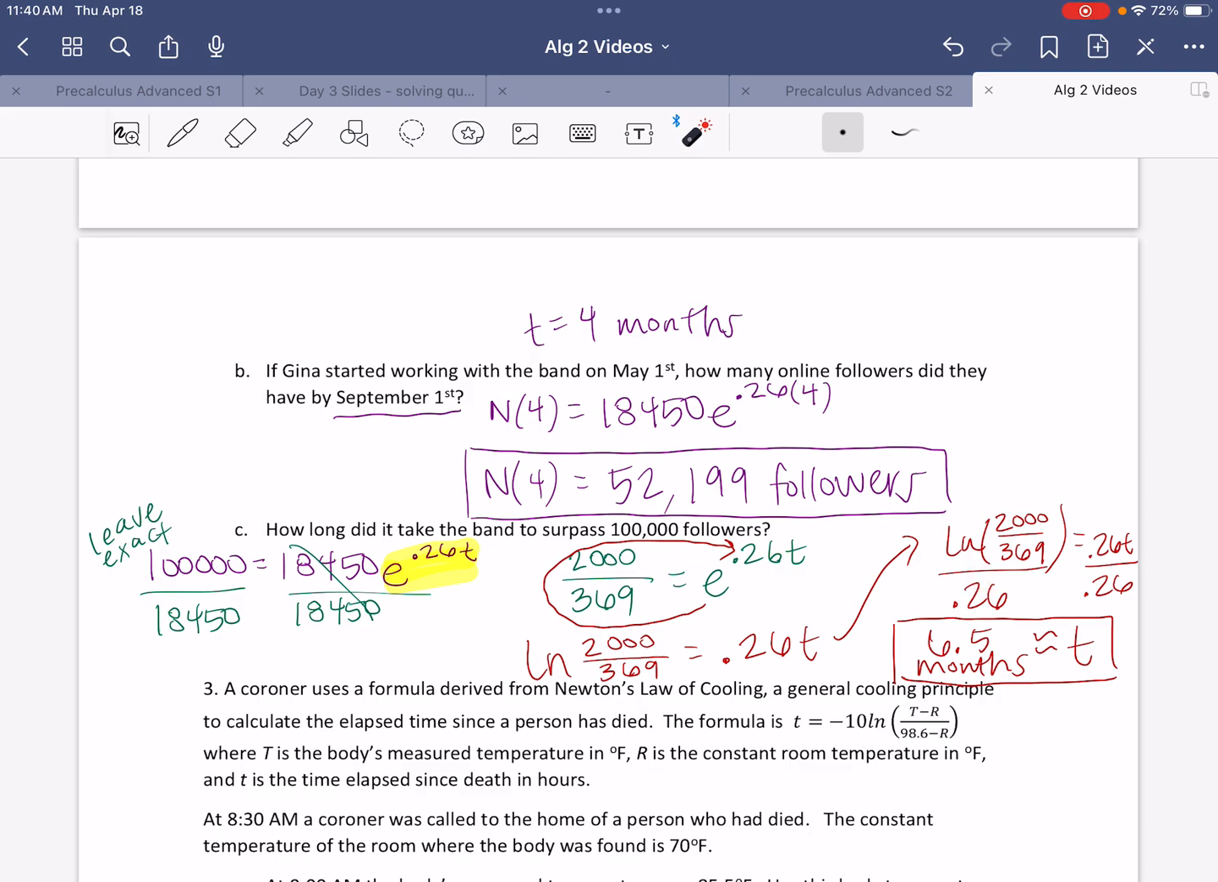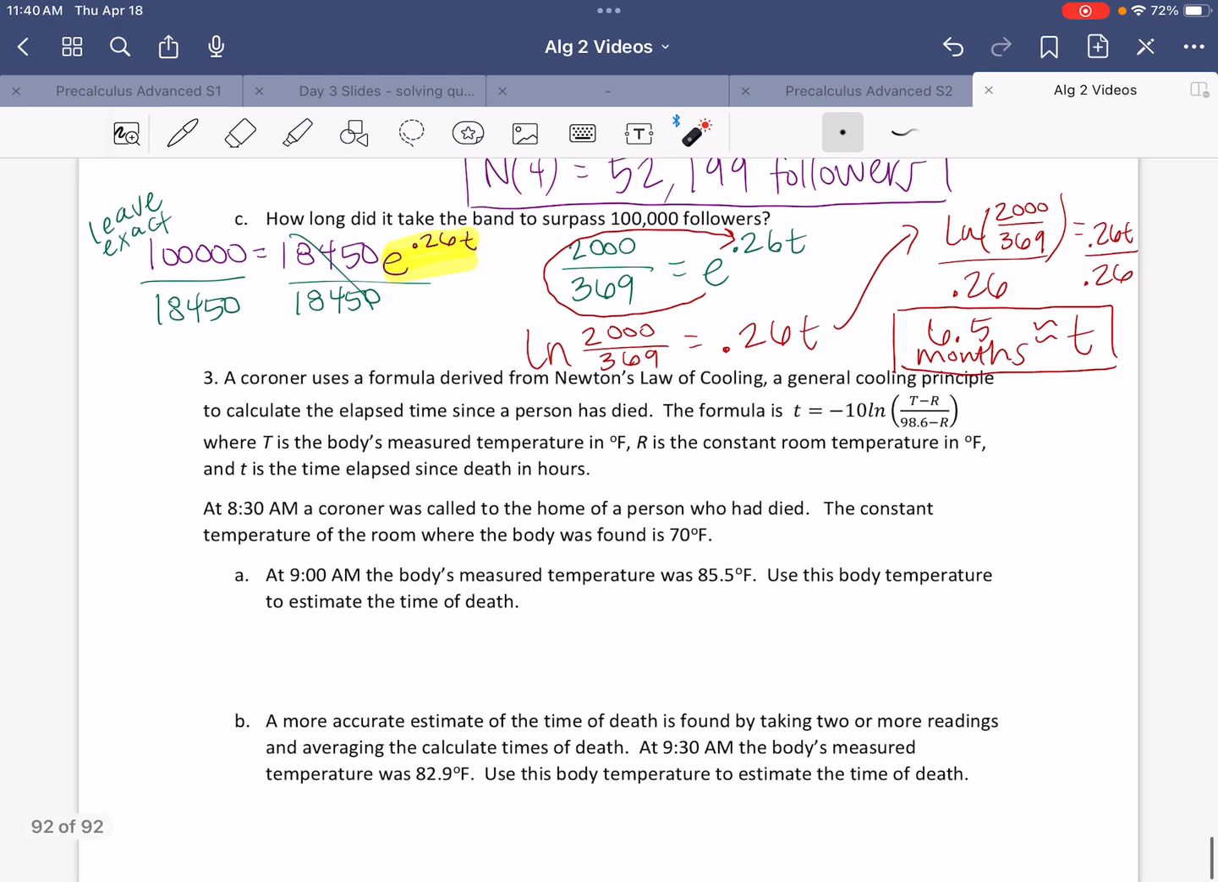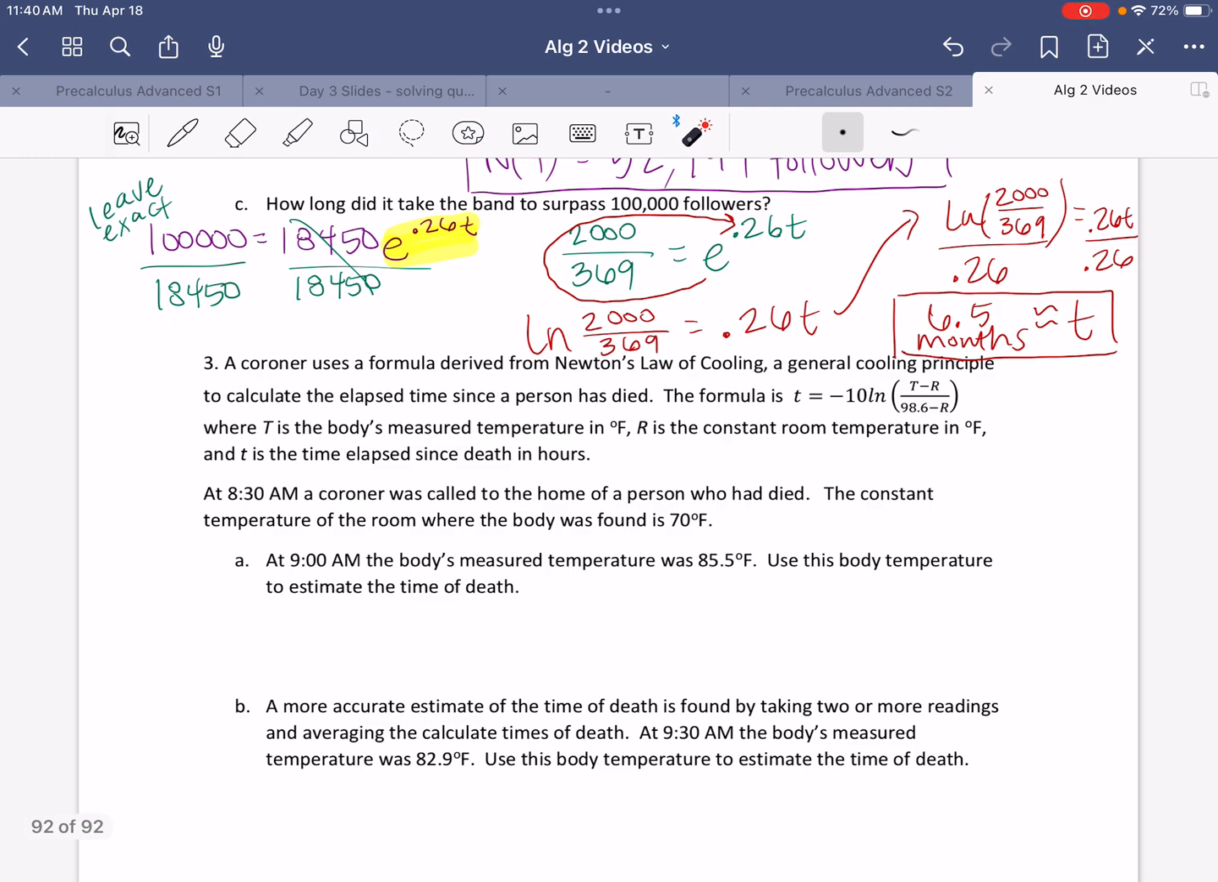Okay, the last one is kind of the morbid one because it's about a formula that a coroner uses. So that's okay. Maybe if you are into any sort of true crime shows or podcasts, I don't know. Let's just not make it too weird.